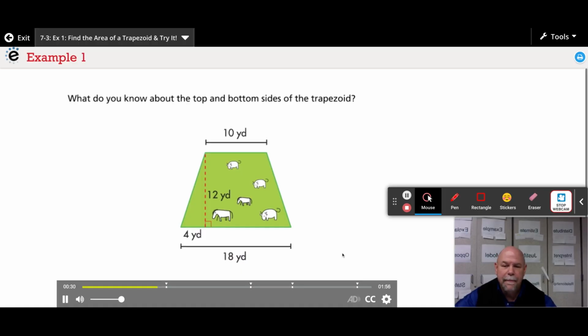What do you know about the top and bottom sides of the trapezoid? So, highlighted in yellow here, we know that this one at the bottom is 18 yards, and this one at the top is 10 yards. That's what we know. There are different sides, so this shape is not a rectangle. When two of the sides are parallel and two are not, we call that shape a trapezoid. Okay? The top and bottom sides of the trapezoid are parallel.